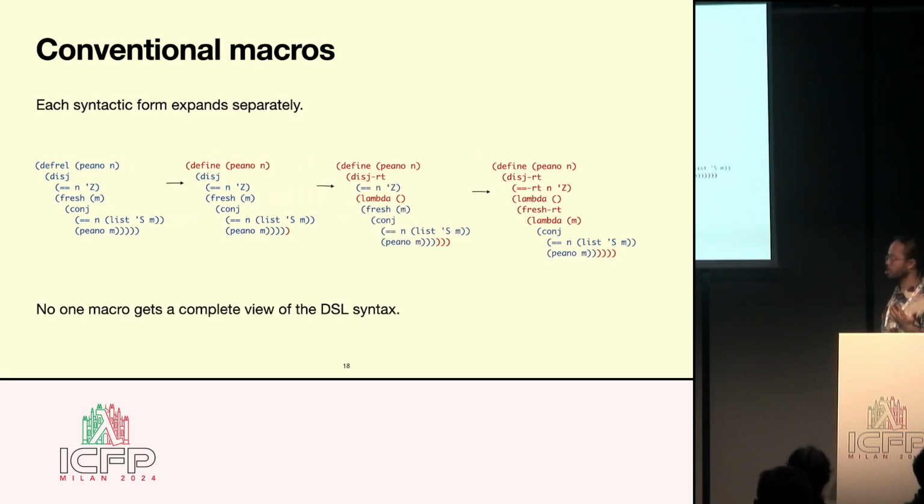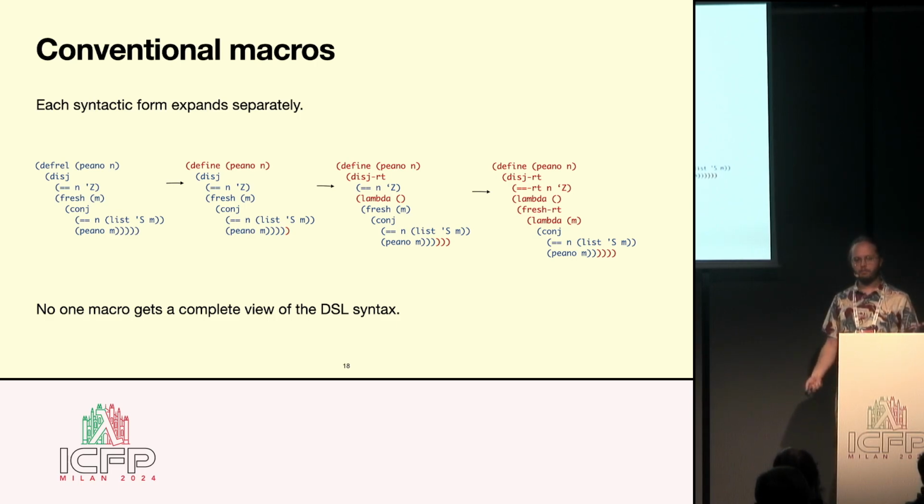So it would look a bit like this. Each individual syntactic form is separately compiling, and we're sort of proceeding outside in. You can see from the colors here where the DSL code is incrementally turning into host language code. And that's sort of how you might implement a DSL with a conventional macro system.